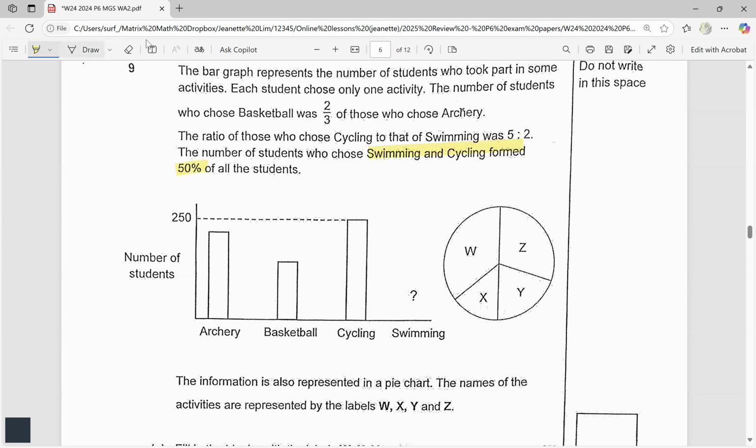Now we know that cycling is the highest, right? The most, because we also have this ratio here. Cycling is the most, so this is definitely cycling.